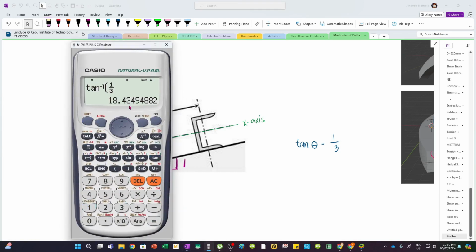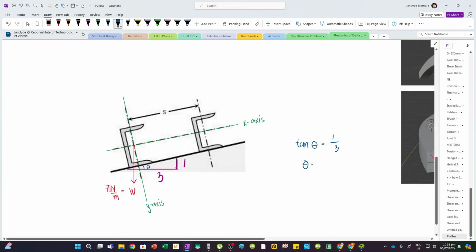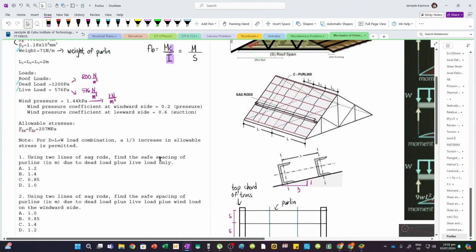So therefore, theta is arctan 1/3. We have 18.43. So we're gonna store this. Let's say, lalagay ko sa A. Yan. So theta equals 18.43 degrees. Nakastore yan sa A. Now again, we have the weight. And then we also have the dead loads and live loads. Now let's take a look at the dead loads and live loads.